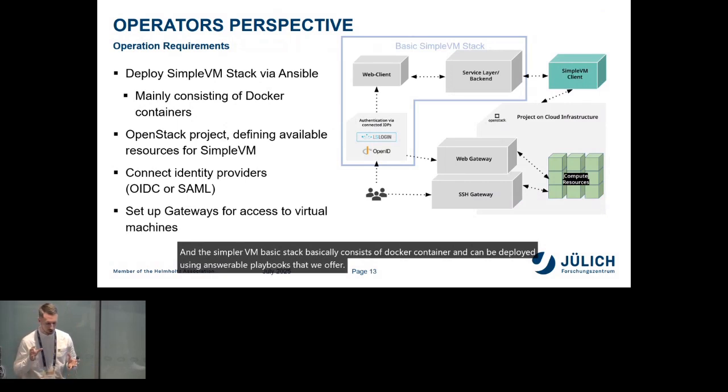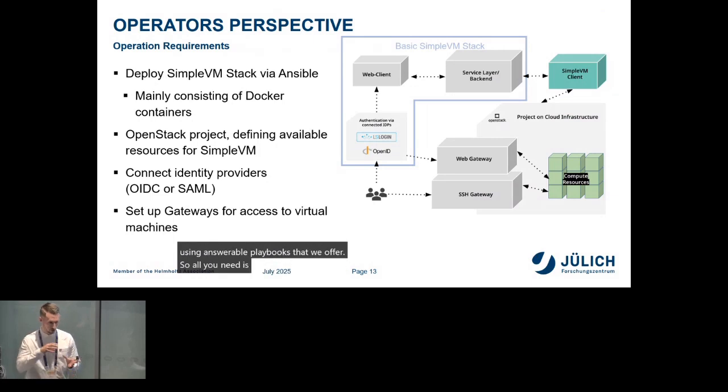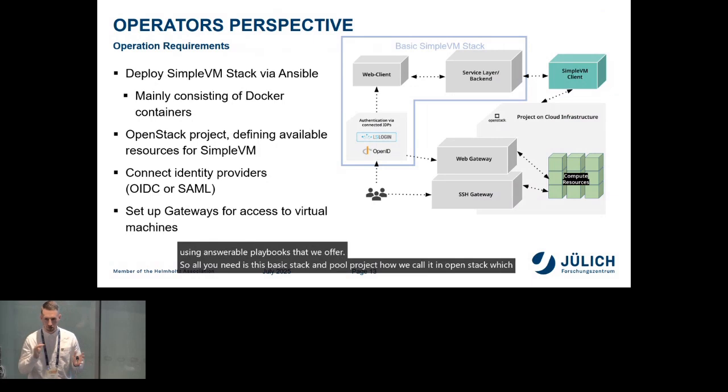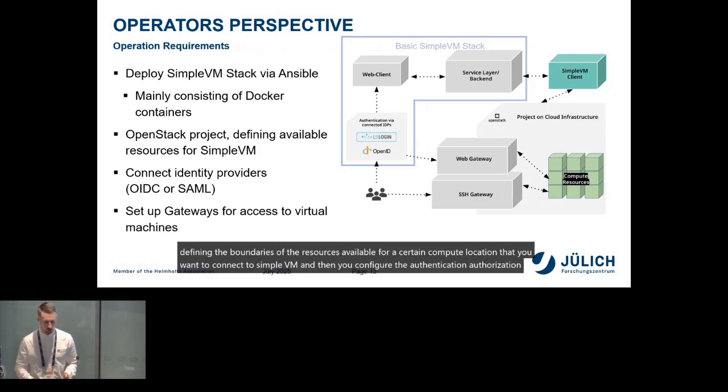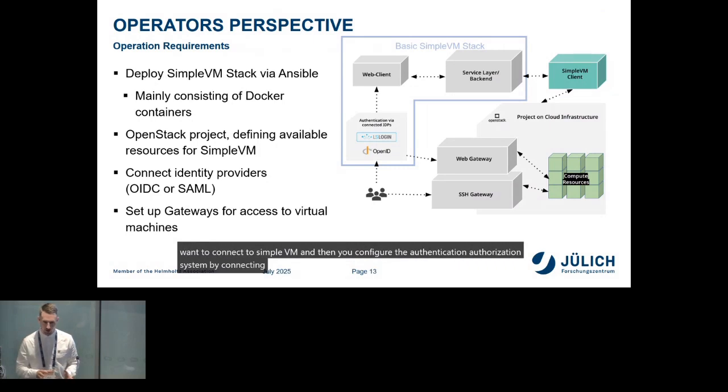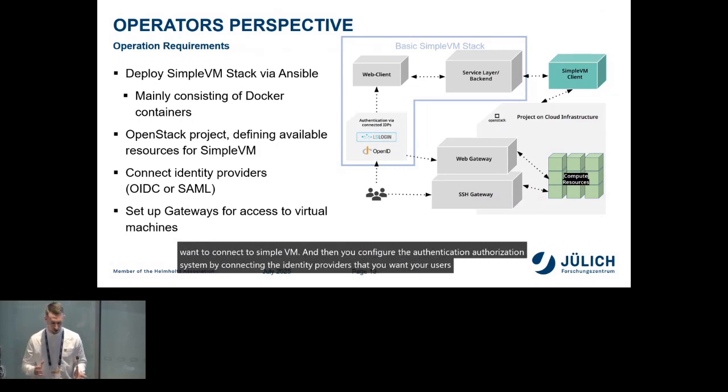So all you need is this basic stack, an OpenStack project, how we call it in OpenStack, which is also defining the boundaries of the resources available for a certain compute location that you want to connect to SimpleVM. And then you configure the authentication authorization system by connecting the identity providers that you want your users to log in by, and you set up the gateways that enable the access to the virtual machines.